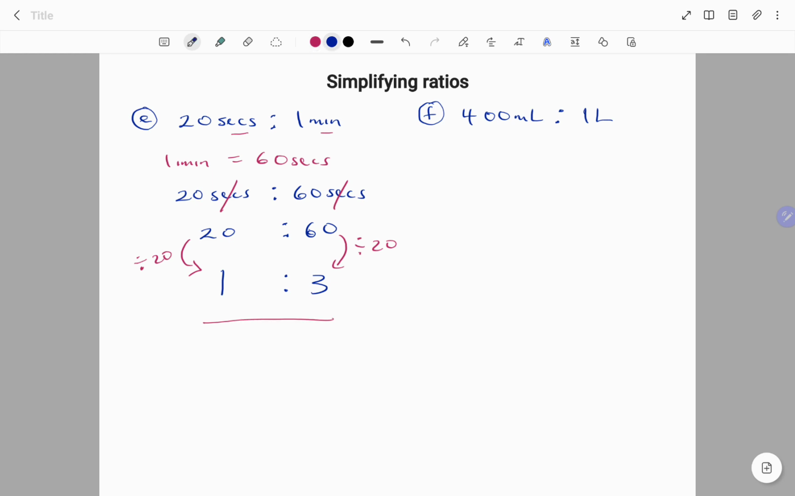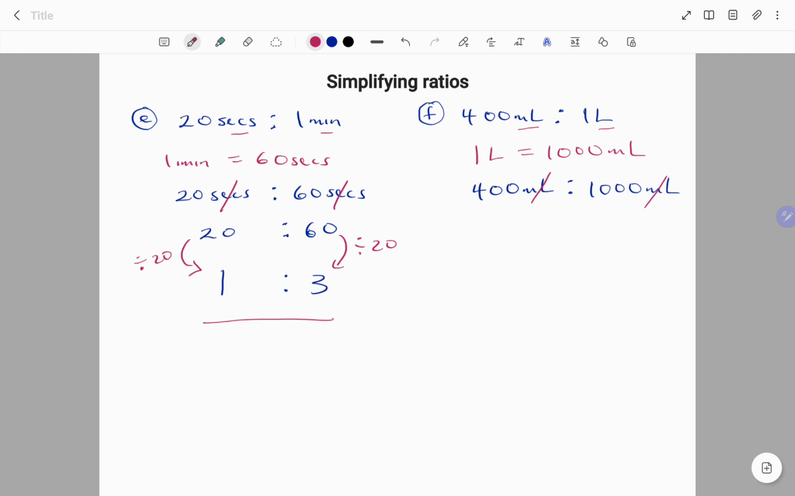And in my last example, I have 400 milliliters to 1 liter. Milliliters and liter are different. I have to make sure they're the same. And I know that 1 liter equals 1,000 milliliters. So if I put that back into my ratio, I'm going to have 400 milliliters to 1,000 milliliters. Once the units are the same, I can drop my units.